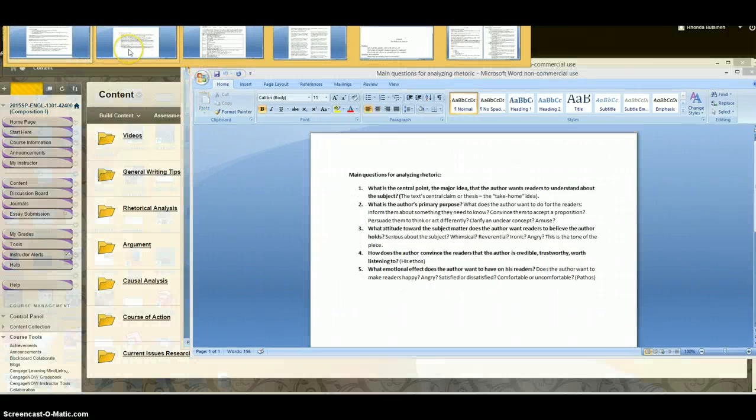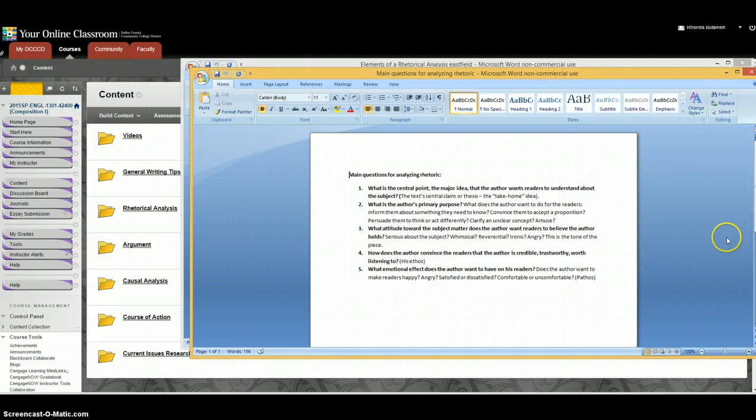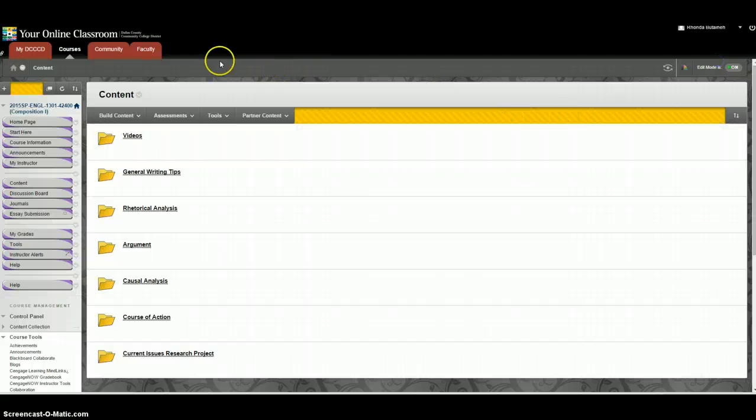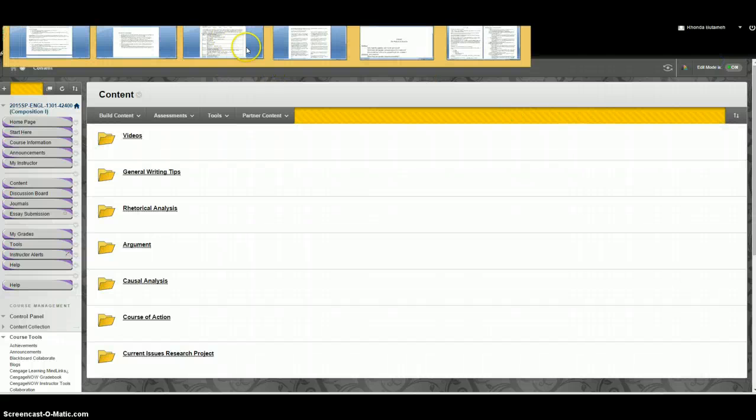In addition to that, the 5 questions for analyzing rhetoric. What's the point? What's the purpose? What's the attitude towards the subject? How does he convince the audience that he is credible? And what emotional effect does he have on the reader? So you always have to have those questions in mind.